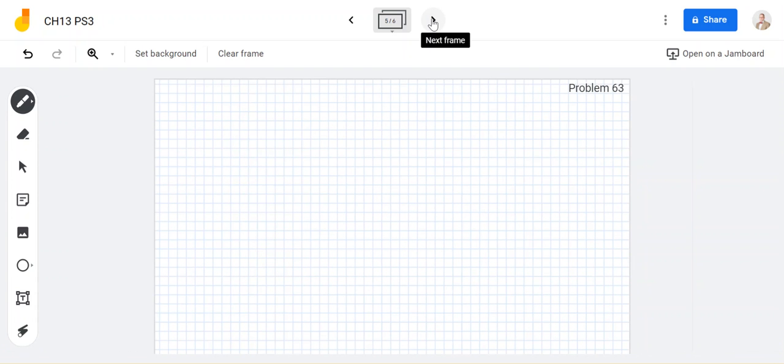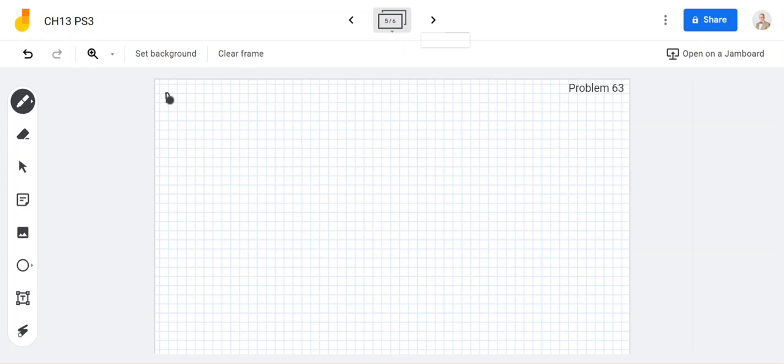All right, let's move on to 63. An asteroid whose mass is 2 times 10 to the negative 4 times that of Earth revolves in circular orbit around the Sun at a distance that is twice the Earth's distance from the Sun. Calculate the period of the revolution of the asteroid in years. All right, let's write this stuff down.